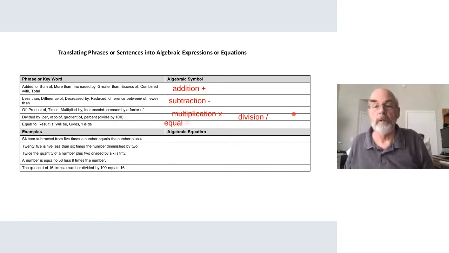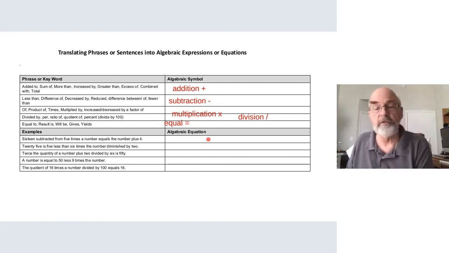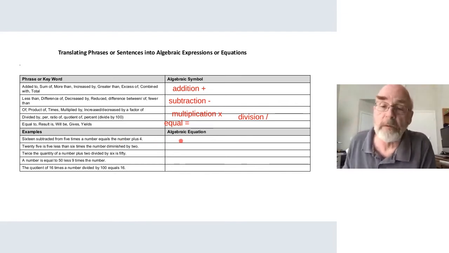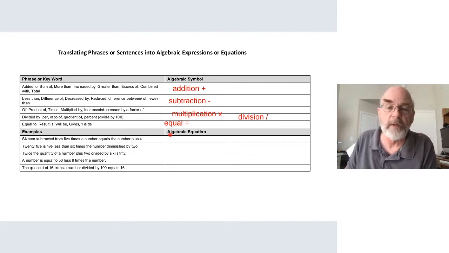Okay. Right. Now, using those ideas, let's put them together into a sentence and try to interpret what this is. Now, once again, this is just a tool that we have for solving some of the math problems that we might run into. And science problems, they're couched also in this type of language. So I'm going to let you try this first one. 16 subtracted from 5 times a number equals a number plus 4. These drive some people crazy when they see those.